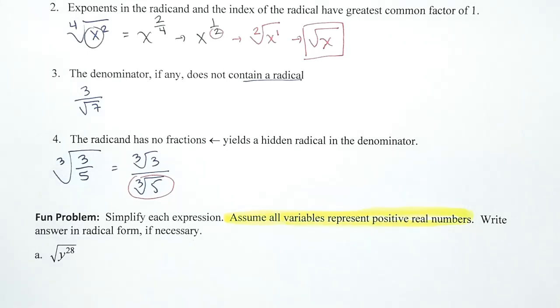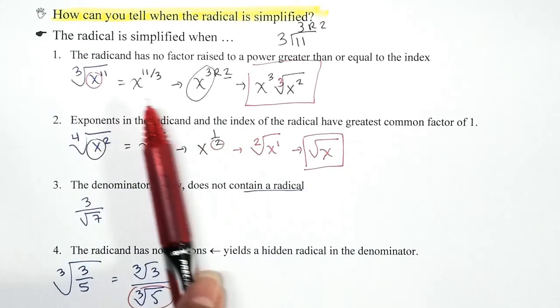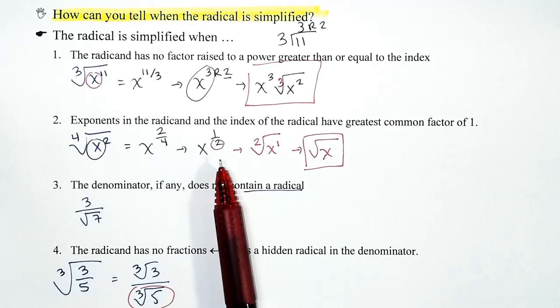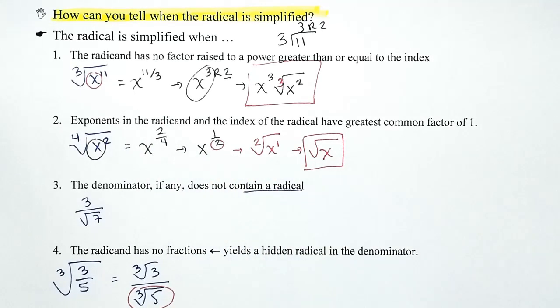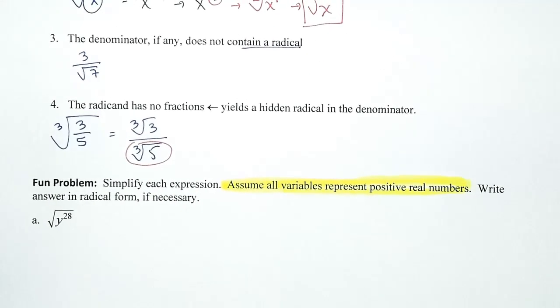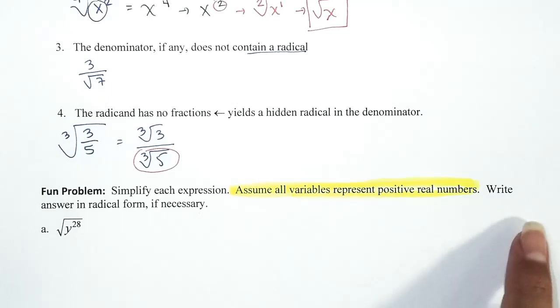Okay, and when it comes to radicals, sometimes we have options. We may write them in exponential form, or we may write them in radical form. So we always have to be told in which form to write it. If we're not told, then it's a student choice. But it says write answer in radical form if necessary. So pretty much, if you have a rational exponent, backtrack it to radical form. Let's knock out problem A.